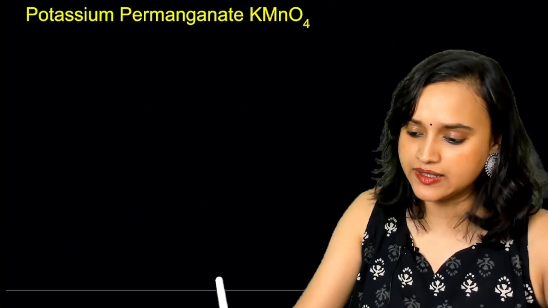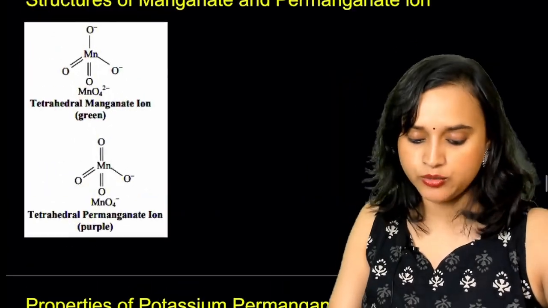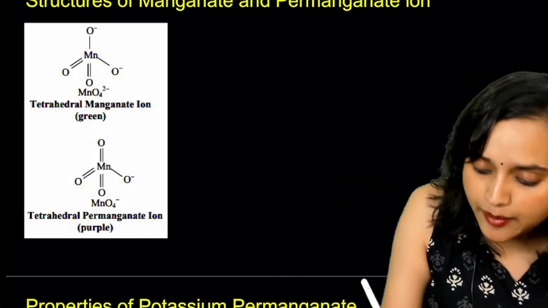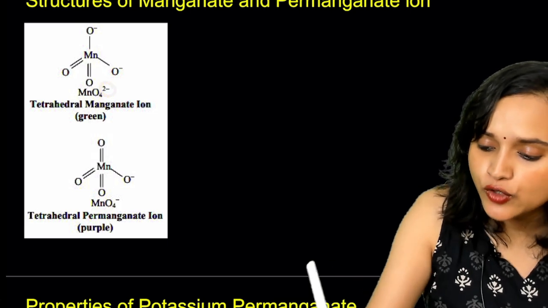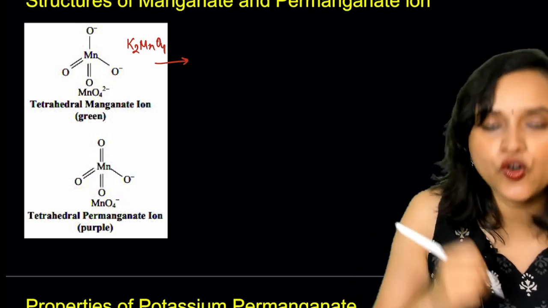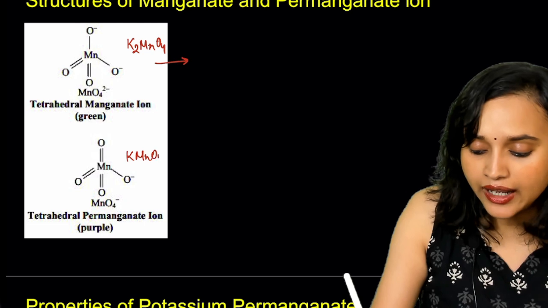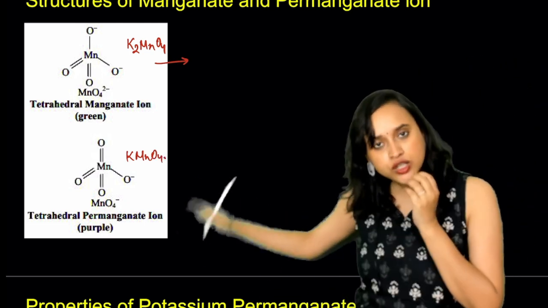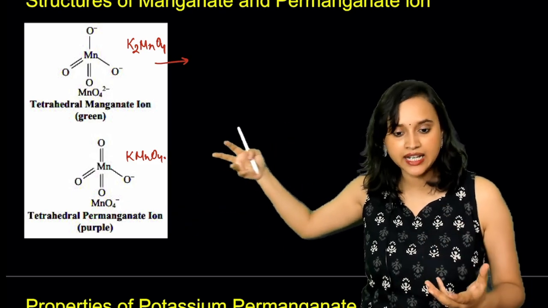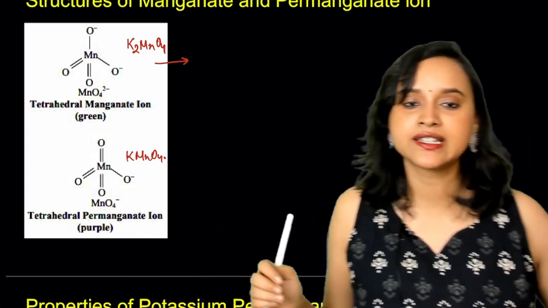Preparation of potassium permanganate isn't asked so much, so let me delete this slide as well. What is asked is structure, you must know. Please notice that MnO4 2 minus means we are talking about K2MnO4, and MnO4 minus means we are talking about KMnO4. Both of them are tetrahedral. However, MnO4 minus, KMnO4, is diamagnetic, whereas MnO4 2 minus is not diamagnetic, that means it is paramagnetic.